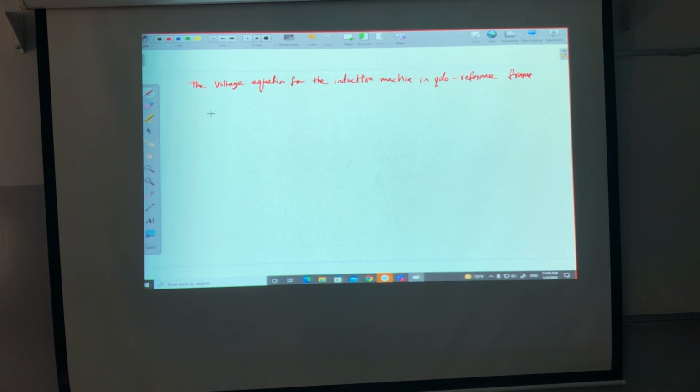Now, the first one we already found, correct? Which was VQD0S is equal to RS, this is a diagonal matrix, times IQD0S plus d by dt of lambda QD0S plus omega, and here remember to switch, so this will be the dqs, correct? This is for the stator. So this is the stator voltage equation.